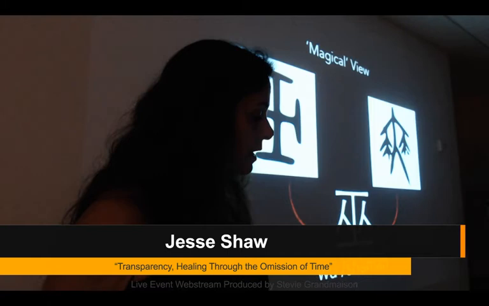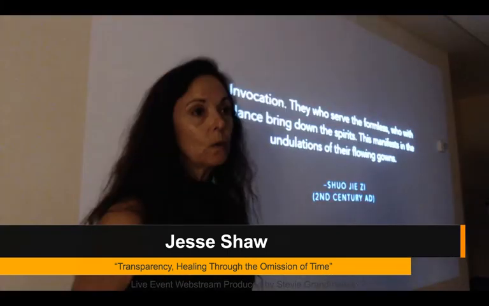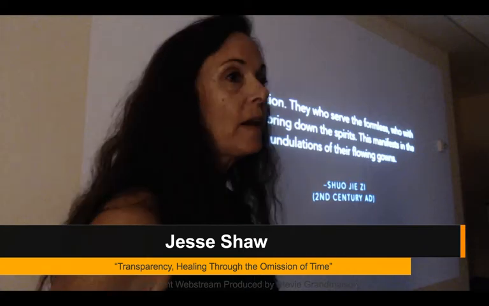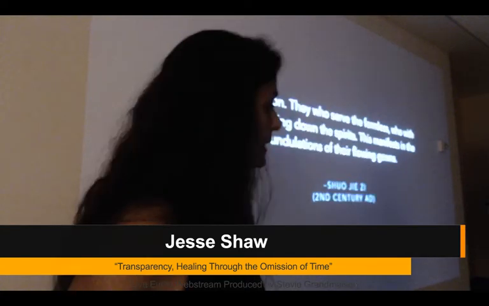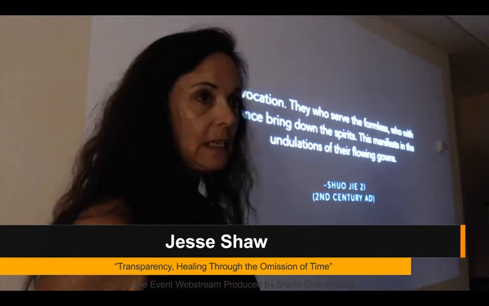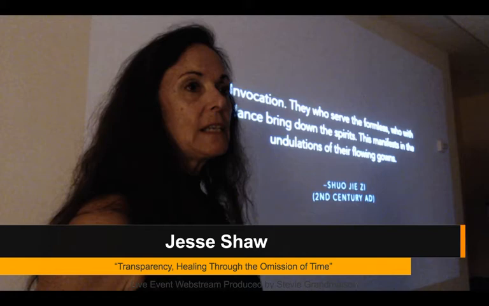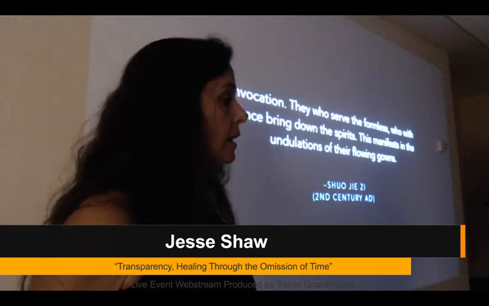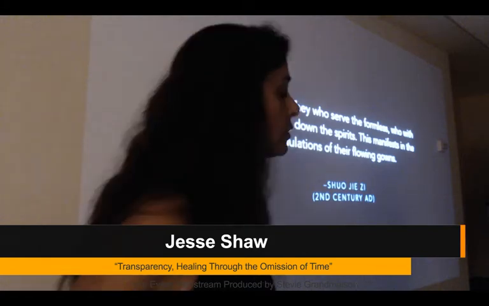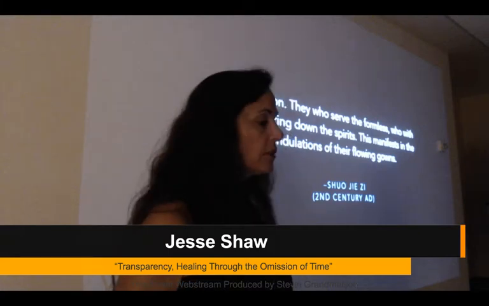So I thought, let me go back and find the earliest definition that I can find of Wu, or shaman. I pulled it from the Shuowen Jiezi, which is the oldest existing dictionary, going back to the 2nd century AD. A friend of mine who's well-versed in Chinese translated it for me. It's invocation: they who serve the formless, who with dance bring down the spirits, this manifests in the undulations of their flowing gowns.